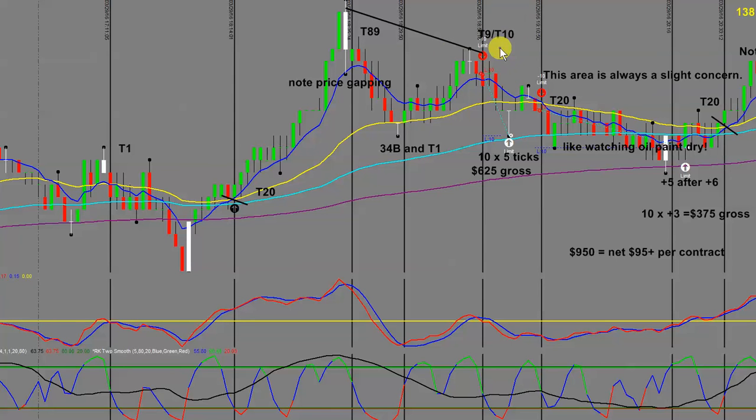I took a quick, this was a cross between a T9 and a T10. That was for 5 ticks, and I was lucky I got filled there, because it went down there and it bounced straight off the 89, as you can see here. Then I entered a T20 here, and this was like watching paint dry. I was waiting to go out.